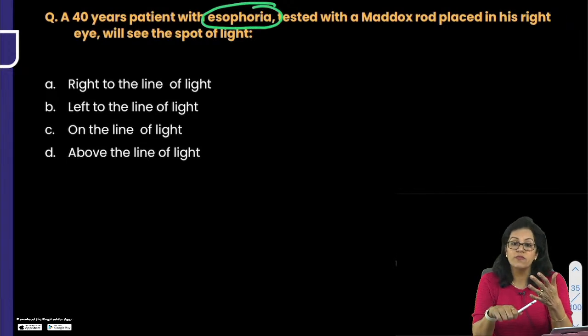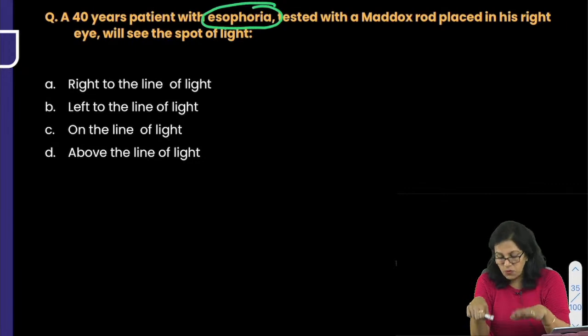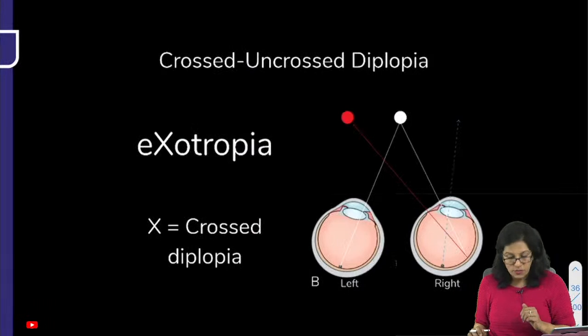Maddox rod, Maddox wing, these are tests to check the phorias which have not been detected in a usual cover uncover test. Then you want to go for this test. What do you do in a Maddox rod, Maddox wing? So before I answer this, we should be able to summarize here. So we revise here. So Maddox rod is this.